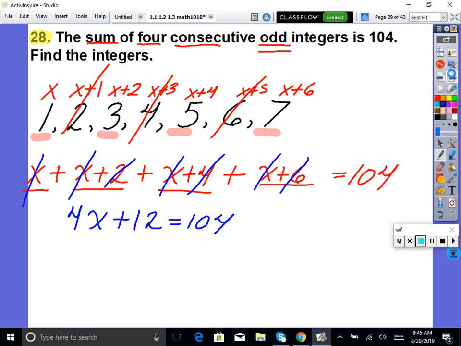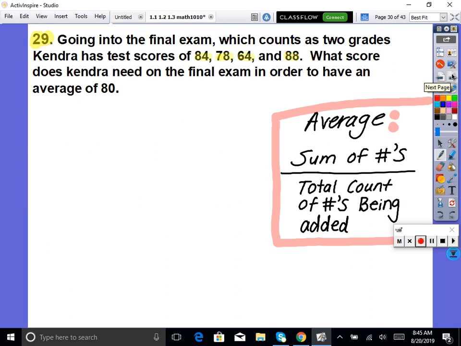Awesome. All right. Okay, so let's look at, this is number 29 on the homework. So we have to remember how to find the average of something. To find the average, what you'll do is you sum up the numbers, then you divide it by the total count of numbers, meaning the total number of numbers you added up on top. So let's read number 29. It says, going into a final exam, which counts as 2 grades, Kendra's test scores are 84, 78, 64, and 88. What score does Kendra need on the final exam in order to have an average of 80?